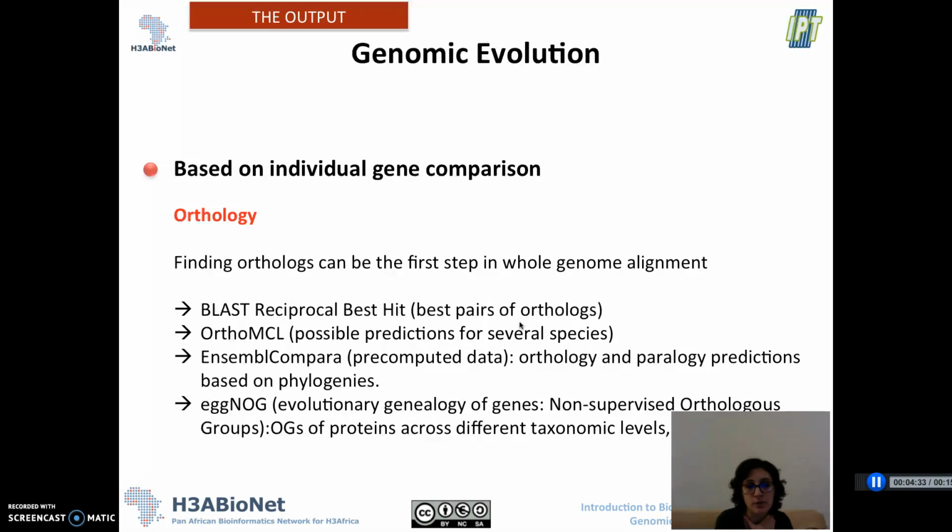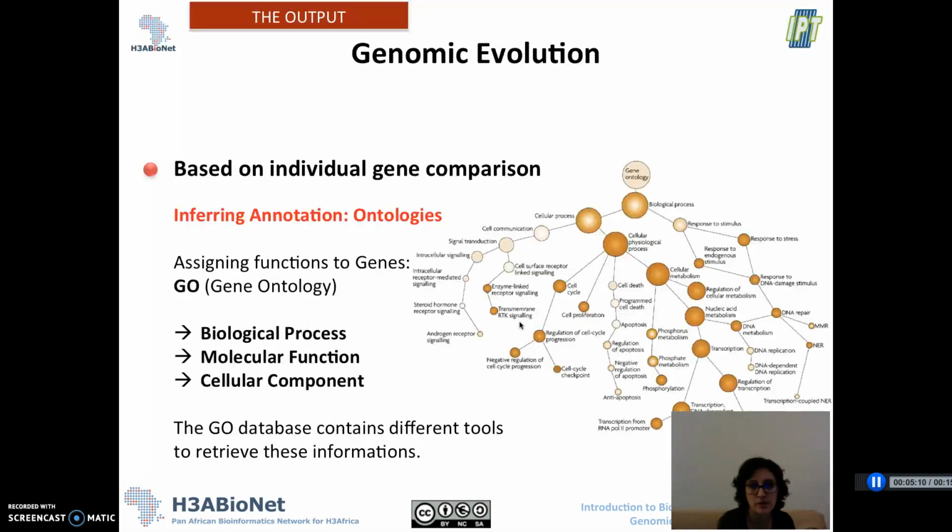You also have Ensembl Compara, which is pre-computed data for orthology and paralogy predictions based on phylogenies. You also have another database that is called eggNOG, which is evolutionary genealogy of genes with non-supervised orthologous groups. So these are orthologous groups of proteins across different taxonomic levels. So you can query these kinds of orthologous relationships between genes through different kinds of databases. These are only examples of these.